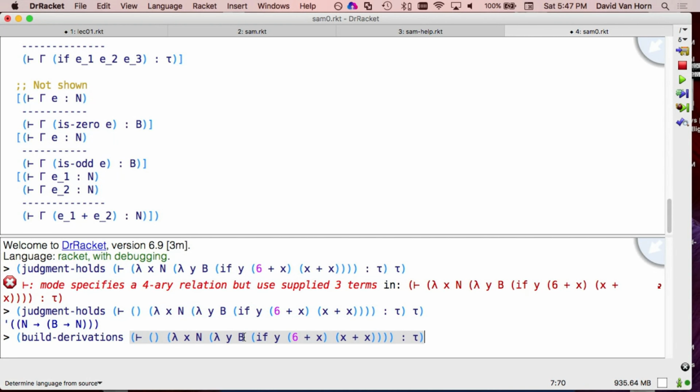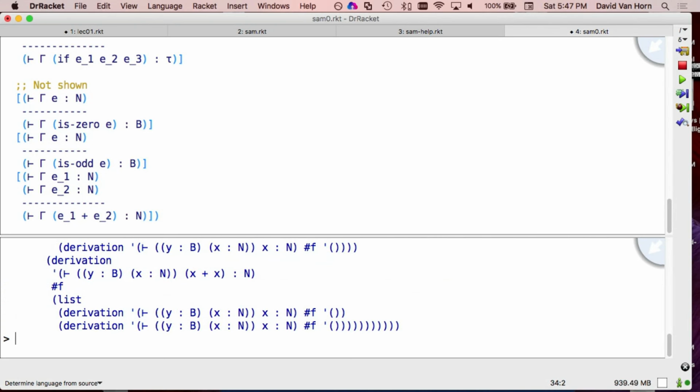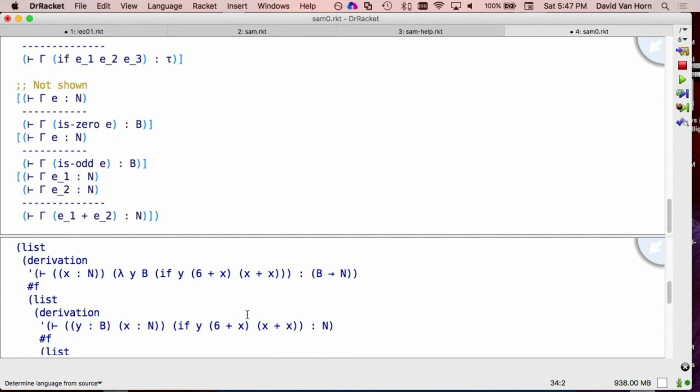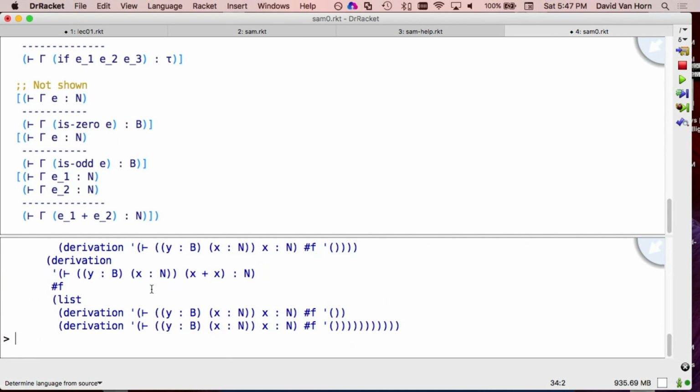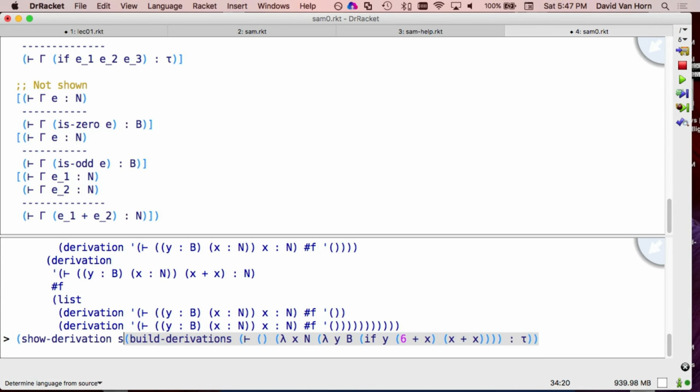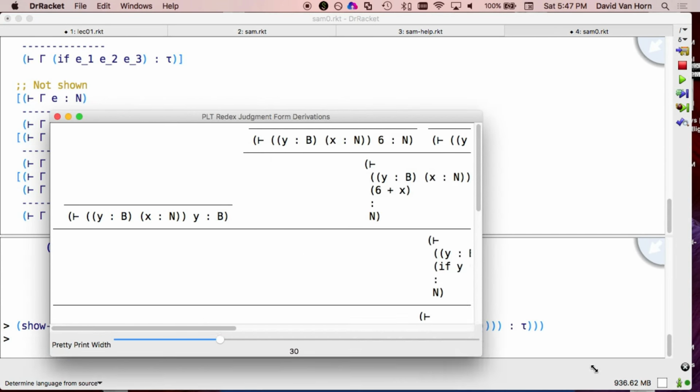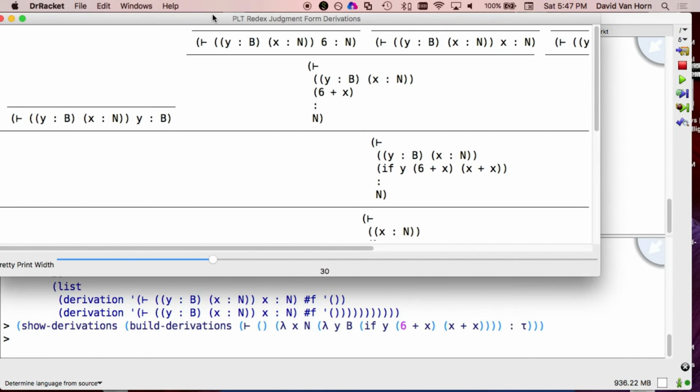Okay, so I'm going to show you this. It's going to return this list of derivation things. That's really just a data structure describing the proof tree here, but there's a nice little helper called show derivations that consumes that data structure and will pop up a window.